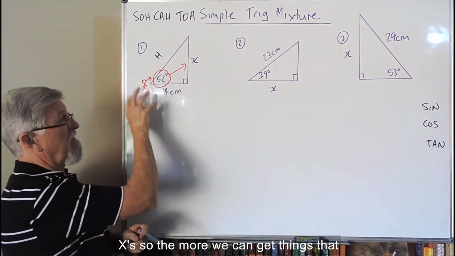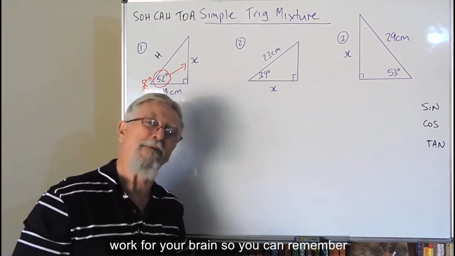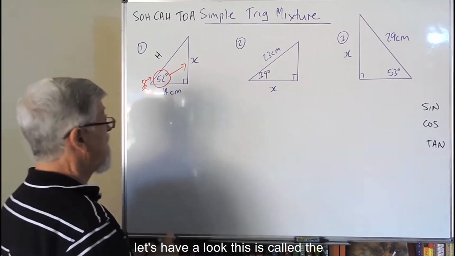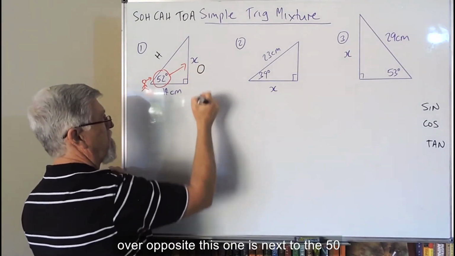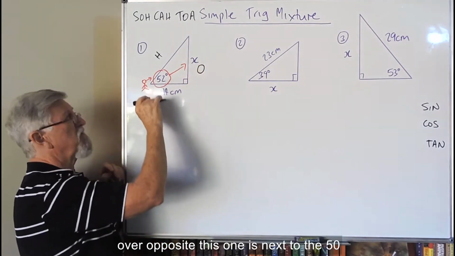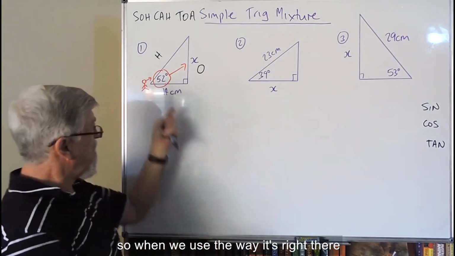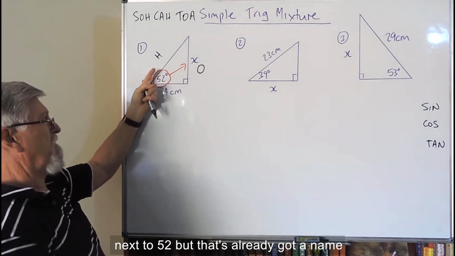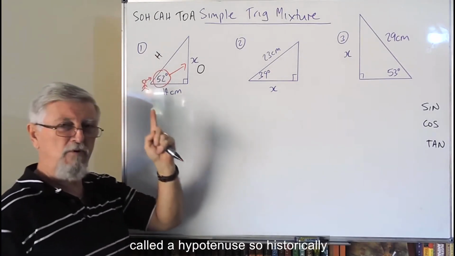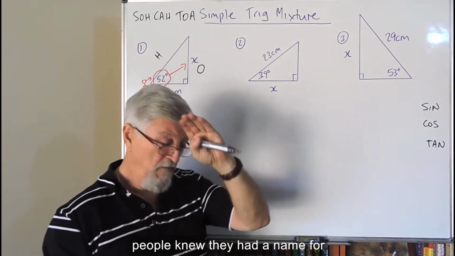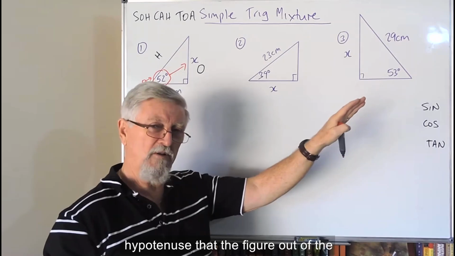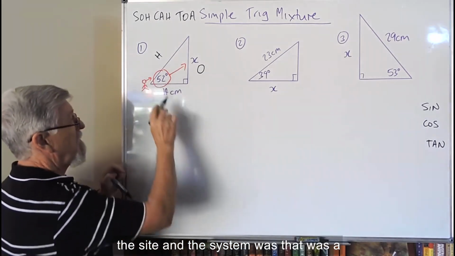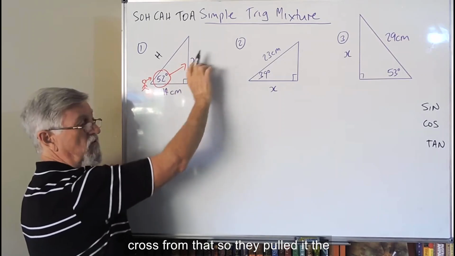The more we can get things that work for your brain so you can remember them, the less you have to study so hard and it just sticks in your brain. This is called the O for opposite. This one is next to the 52, and so is the hypotenuse, but that already has a name. So historically, people had to figure out names for the other sides. That one's across from it, so they called it the opposite.